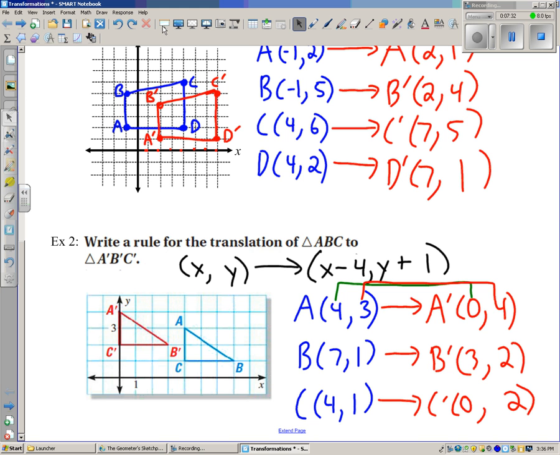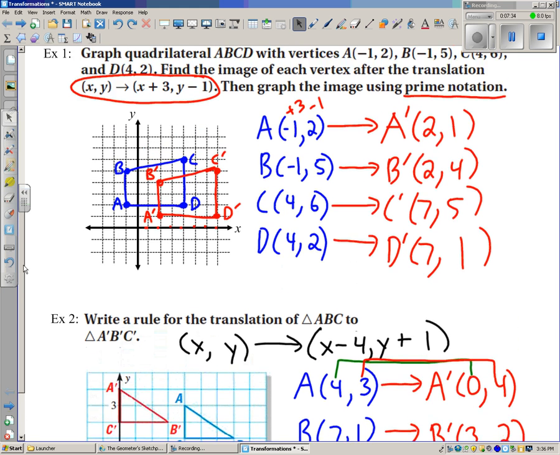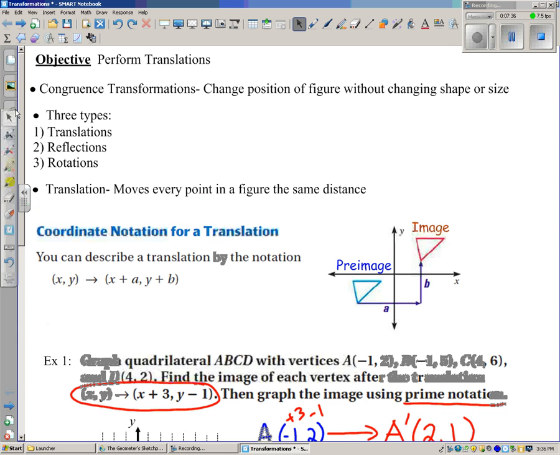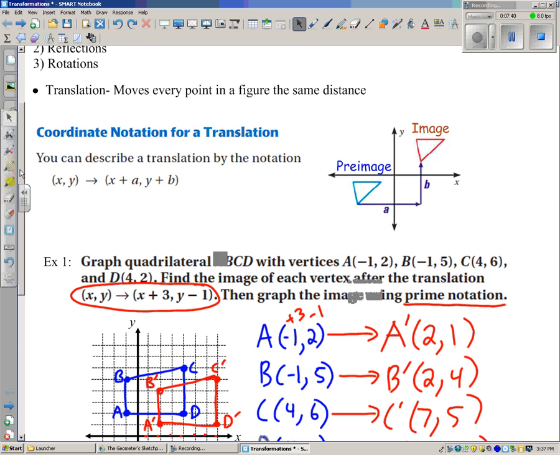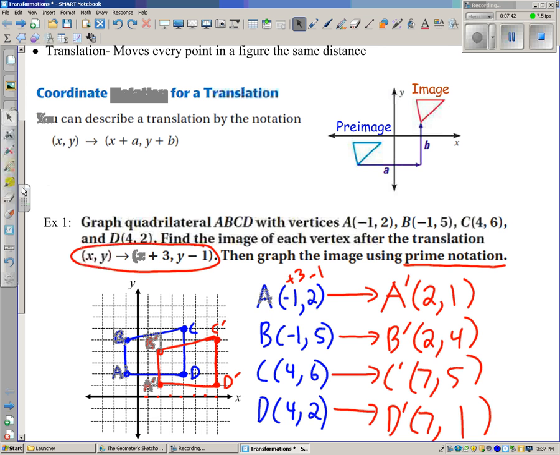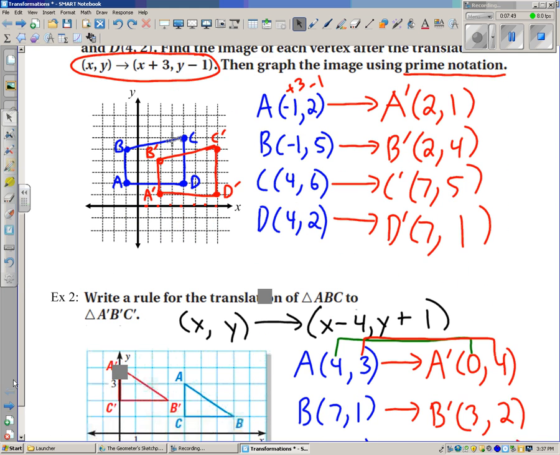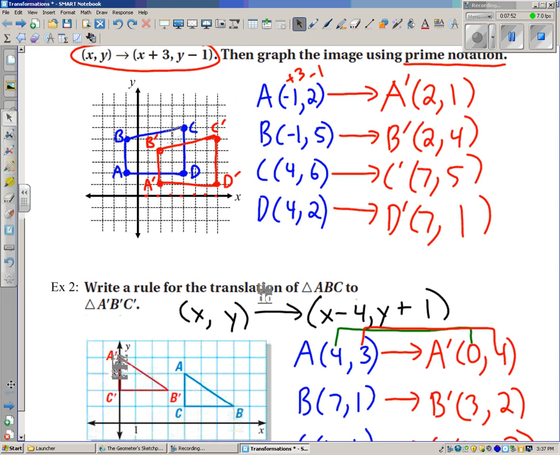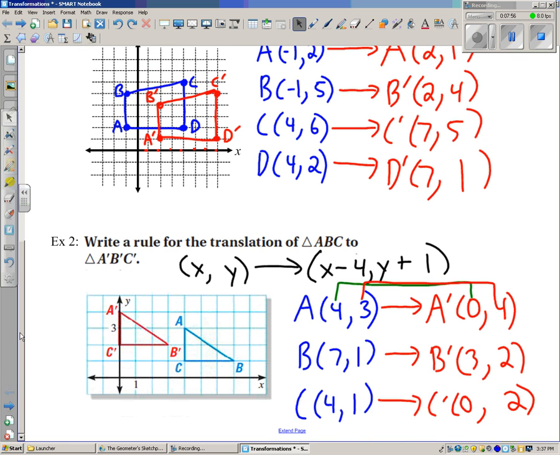So let's summarize really quick. Today we started talking about congruence transformations, and I focused on translations. I need you to become familiar with this notation here. And I also want you to appreciate that you can translate a quadrilateral, you can translate a triangle, but whatever you do, you're going to get a congruent figure.